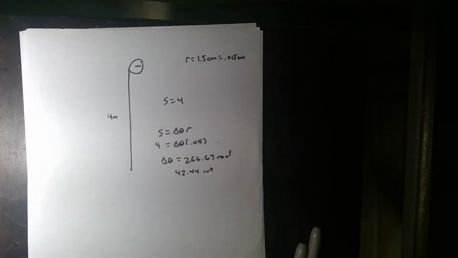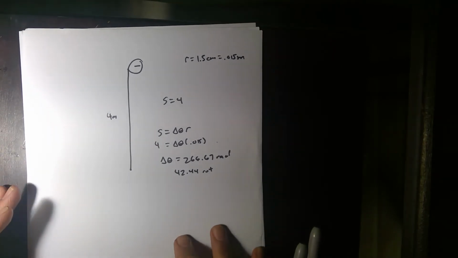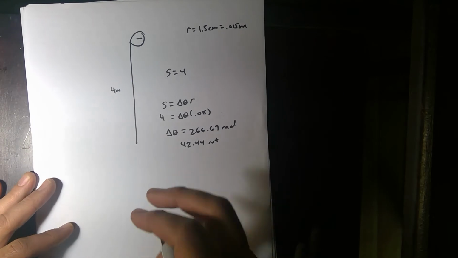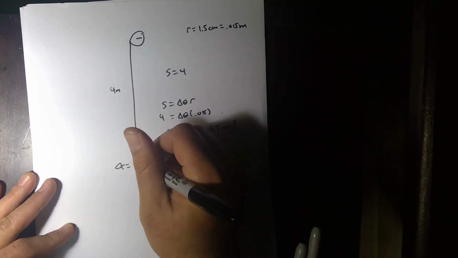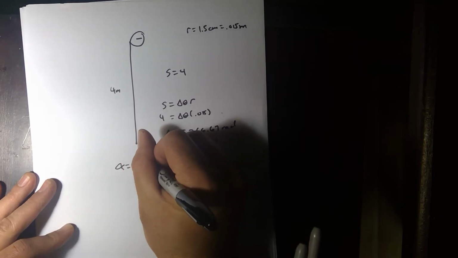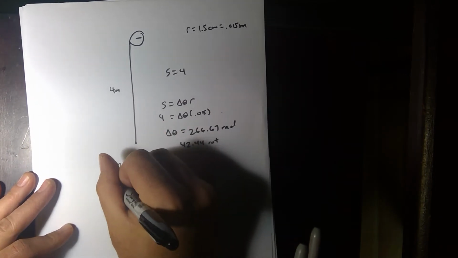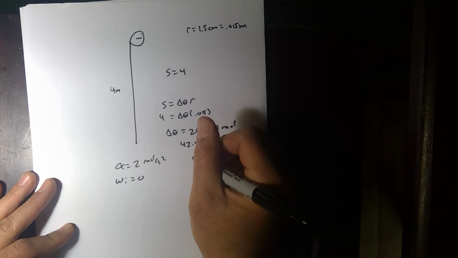Next part of that question says, well, we're given the angular acceleration here. How many rotations would occur, and how long will it take for it to unwind? So we need to solve for t here. This is a kinematics problem, essentially. Basically, we're given an alpha value. Alpha is our angular acceleration. It's 2 radians per second squared. We start from rest, so omega I is 0.